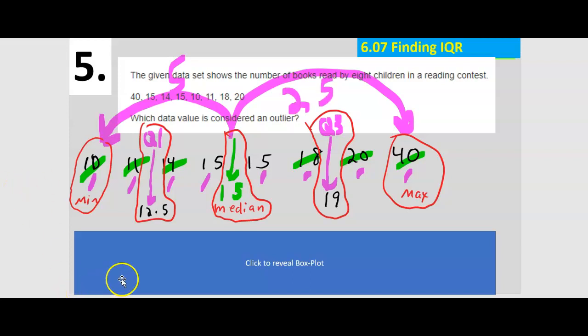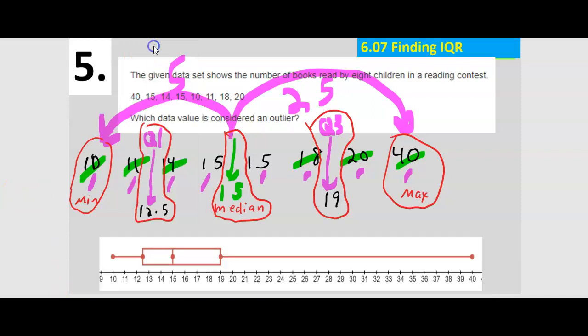What does the box plot tell us? Come on, box plot. Anyway, 40's way out there. Check it out. Next.